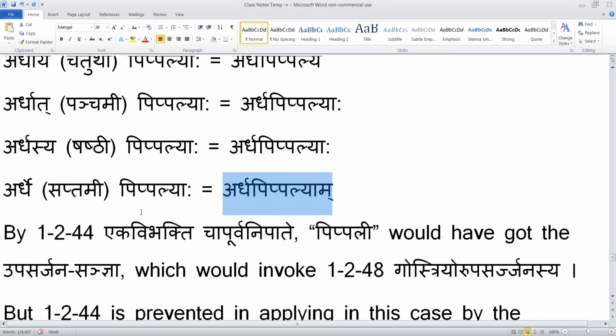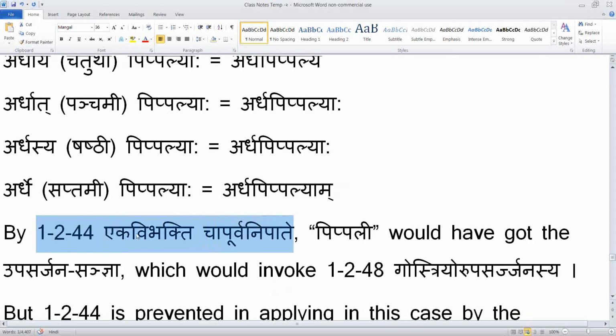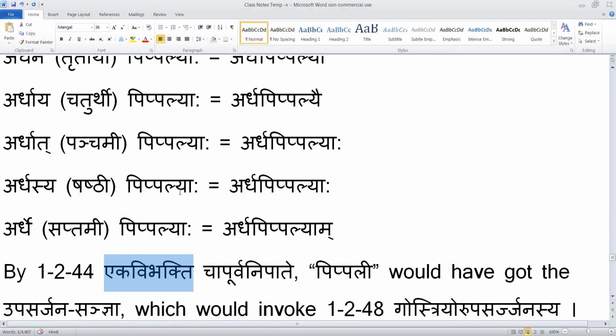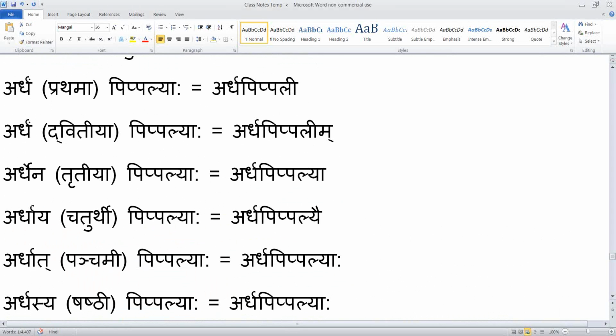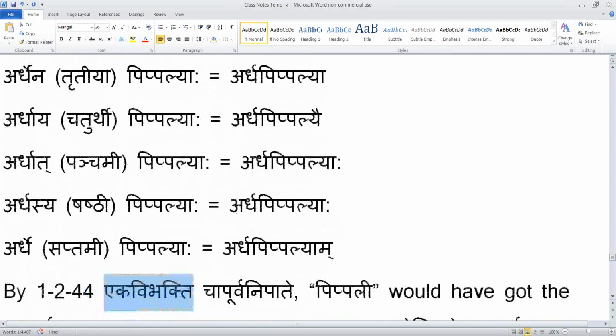Because there is a sutra which Panini has. It says eka vibhakti cha purva nipate. Which means eka vibhakti, something which maintains the same vibhakti in the vigraha vakyam, when the other padam changes the vibhakti. So in this, when the ardham becomes ardham, ardhena, ardhaya, ardhat, ardhasya, ardhe. Well, we'll look at the sutram later. It's going to come for us later. Right now this sutra is going to create a problem for us. Eka vibhakti cha purva nipate. Look at the number of this sutra. It is 1244. It's the next sutra after the one which you always use.